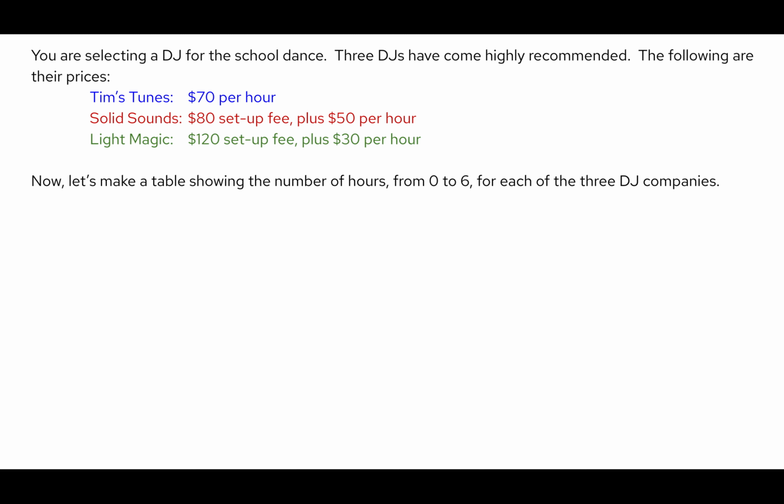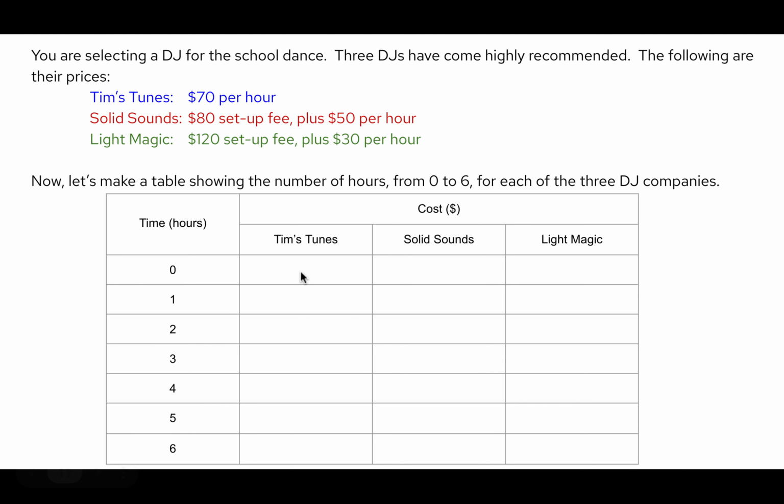I have 3 different companies, Tim's Tunes, Solid Sounds, and Light Magic. So these are going to be different prices depending on the number of hours. There's my hours 0 to 6, and now I can calculate the cost using my equations. So let's start with Tim's Tunes. We wrote y equals 70x, which means x needs to be replaced with the number of hours.